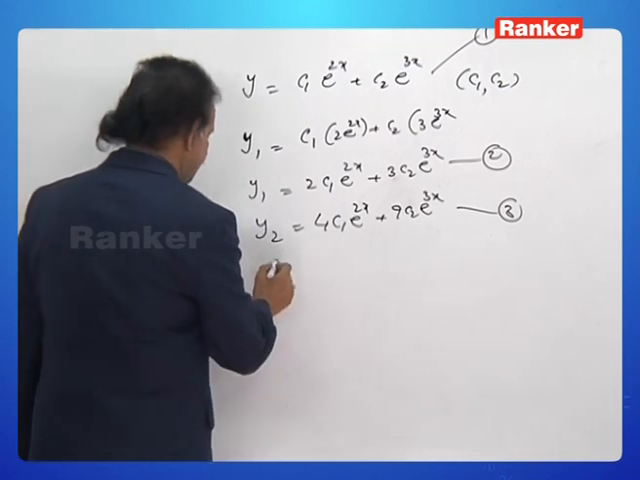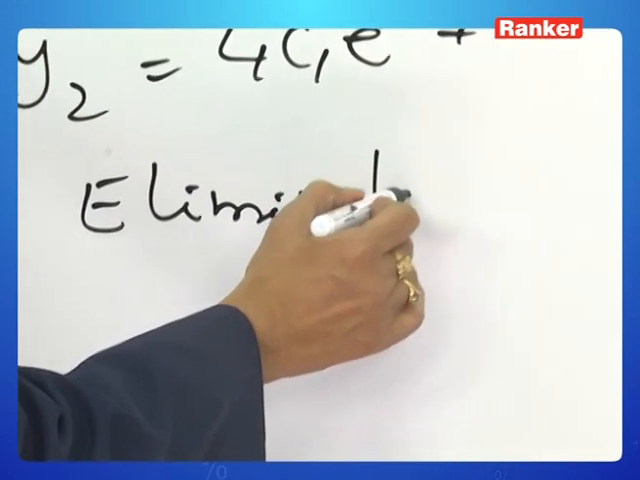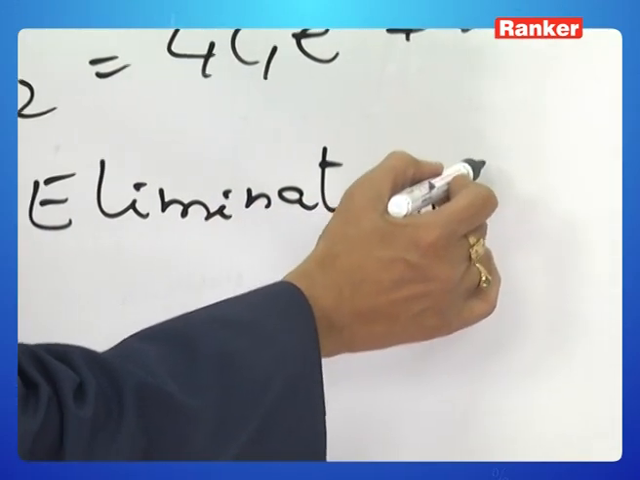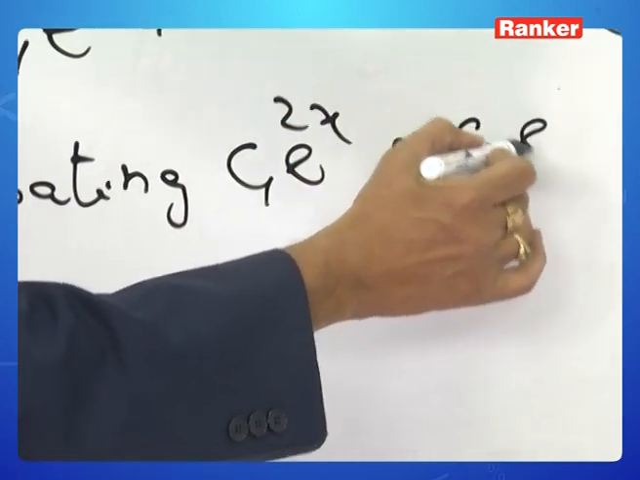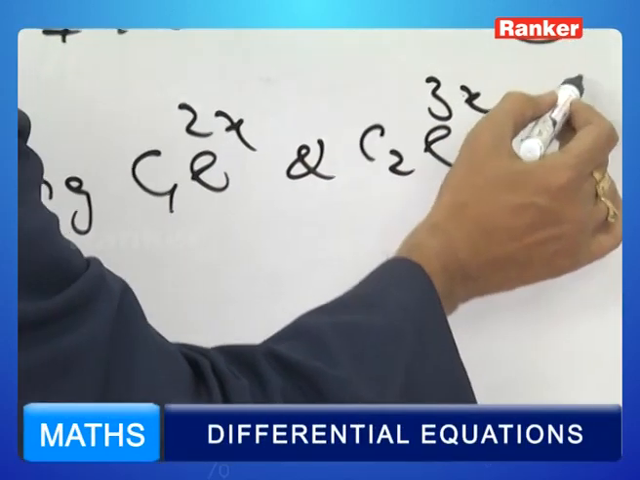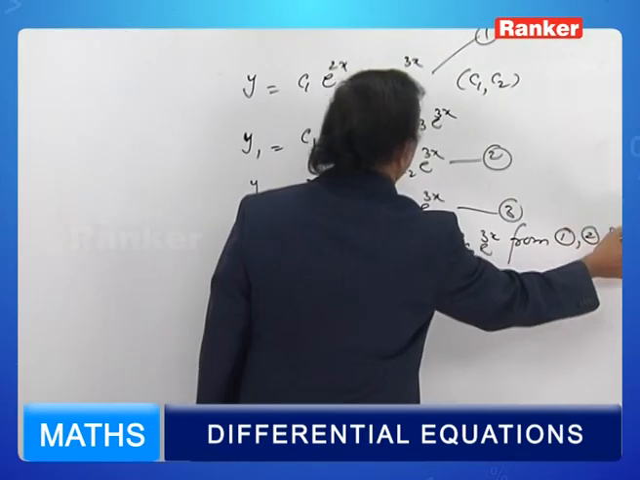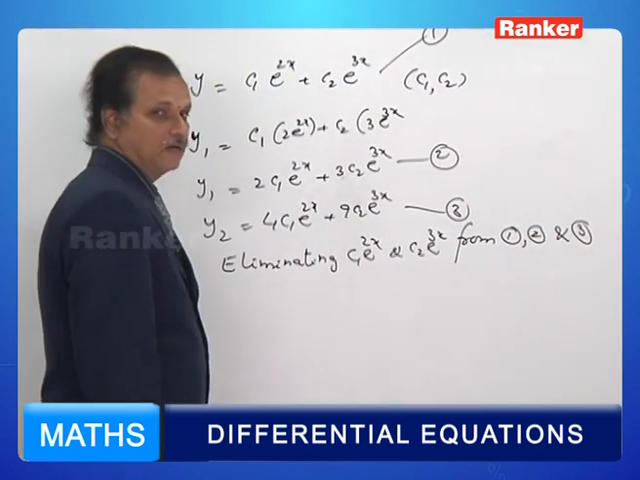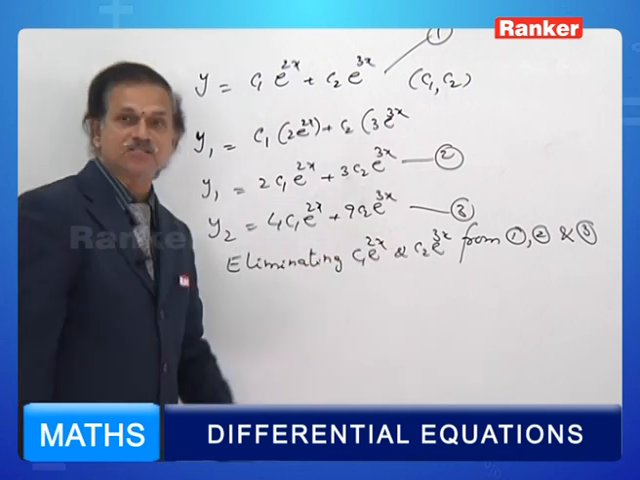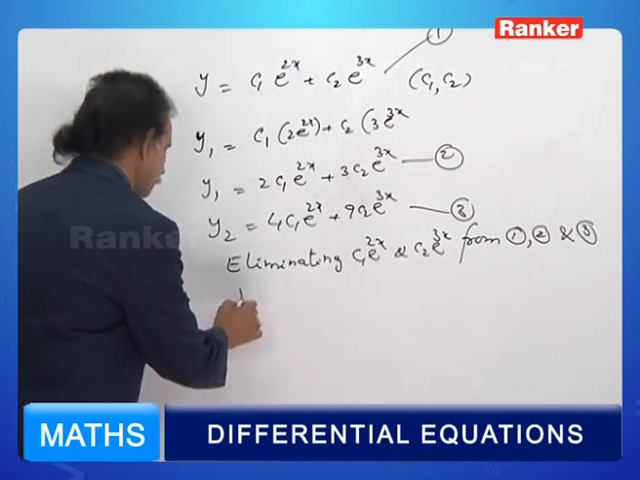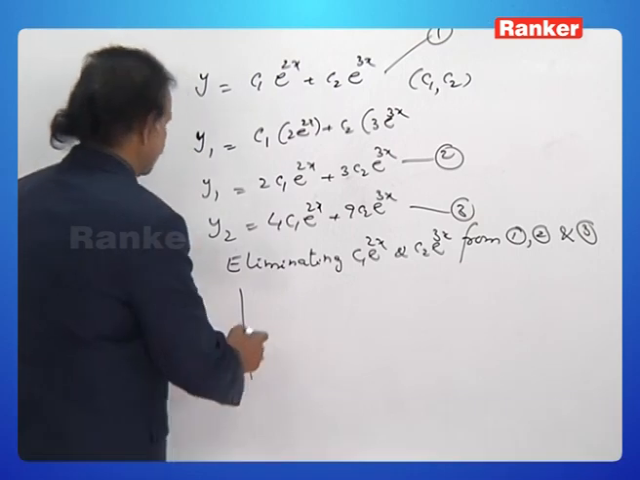Now you are eliminating C1 into e power 2x and C2 into e power 3x from 1, 2 and 3. At a stretch, in one single step, we can eliminate these two. How? Look here. What is LHS? Y, Y1, Y2.